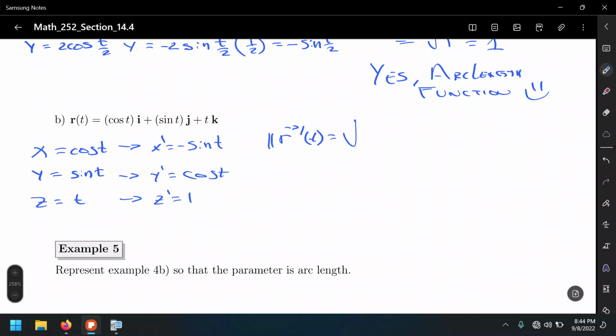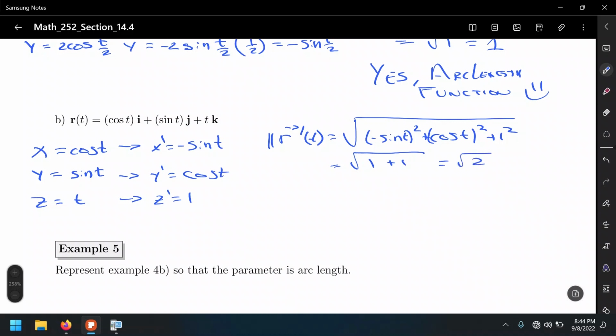That's the square root of negative sine t squared plus cosine t squared plus 1 squared. Well, sine squared plus cosine squared, isn't that 1, plus 1 squared? Well, in this case, this is the root of 2.